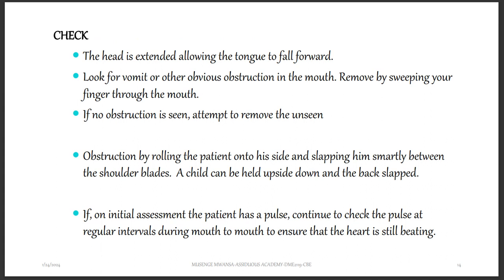If no obstruction is seen, attempt to remove the unseen. And how you are going to attempt to remove the unseen is you can use any one of the methods that we talked about, where you perform a maneuver like that. Also, you can remove the obstruction by rolling the patient onto his side and slapping his back smartly between the shoulder blades. A child can be held upside down and the back slapped.